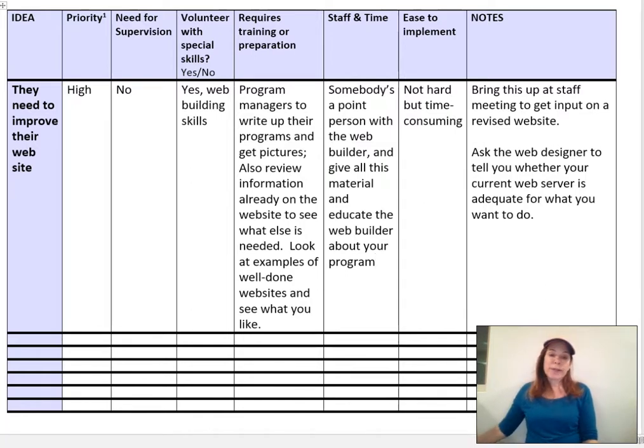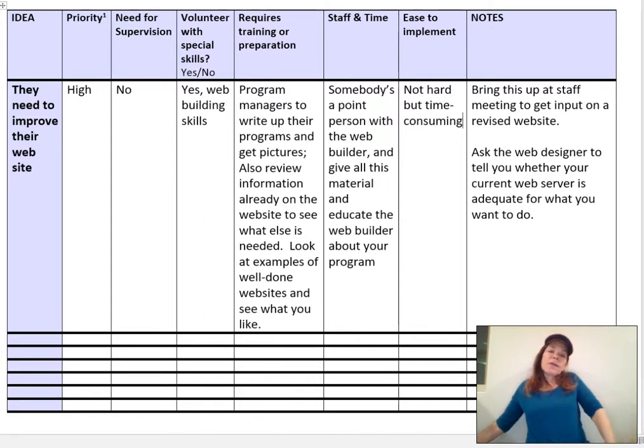Okay, there might be other things that this person has to do, but this is what I came up with off the top of my head. Is this going to be easy to implement or hard? Well, you can see from what you have to do in preparation, it may not be hard, but it's going to take up people's time.